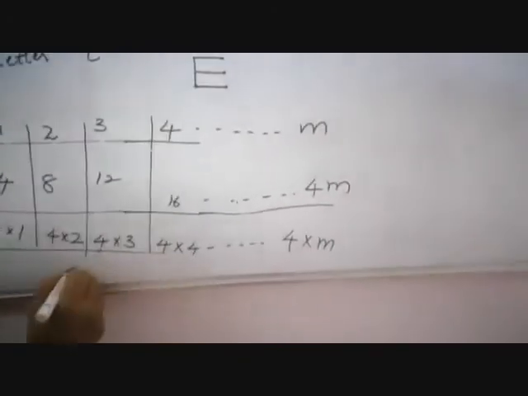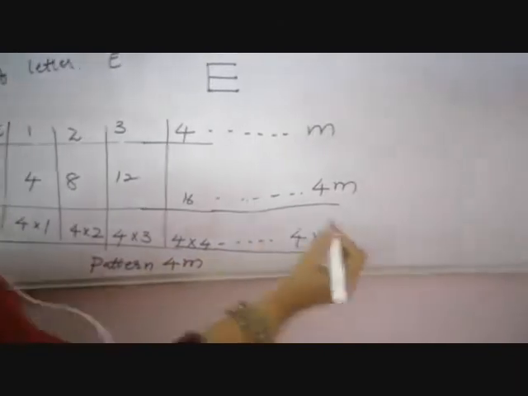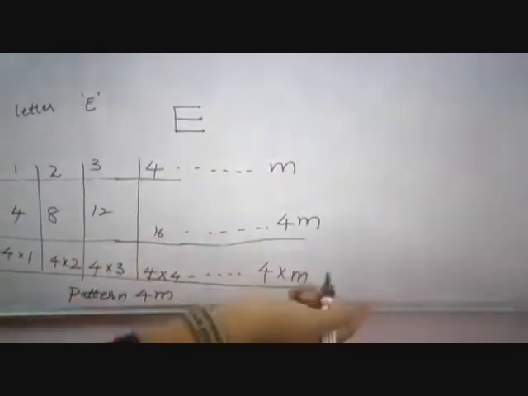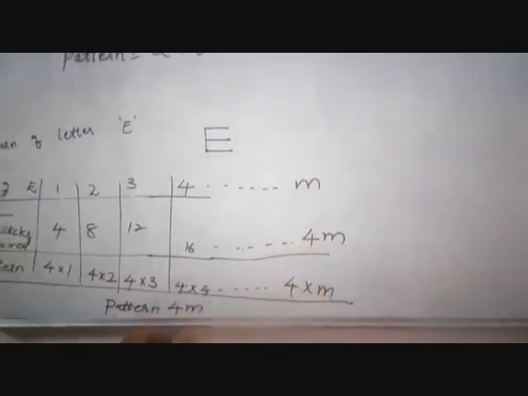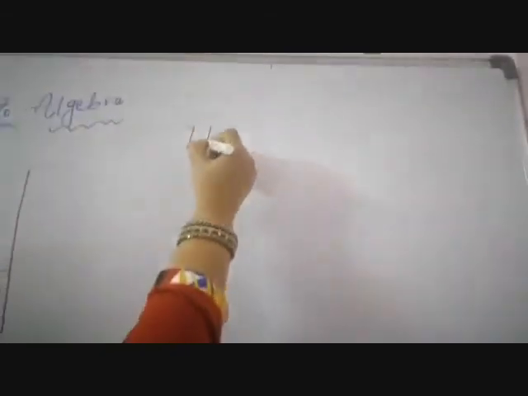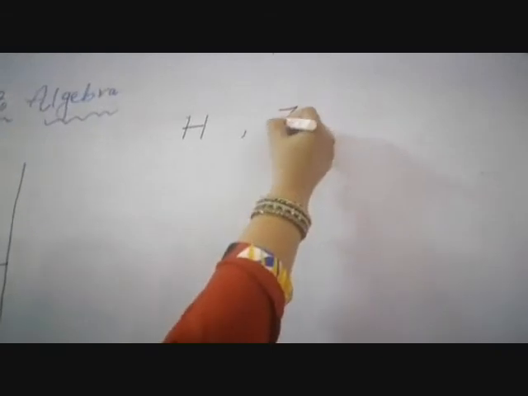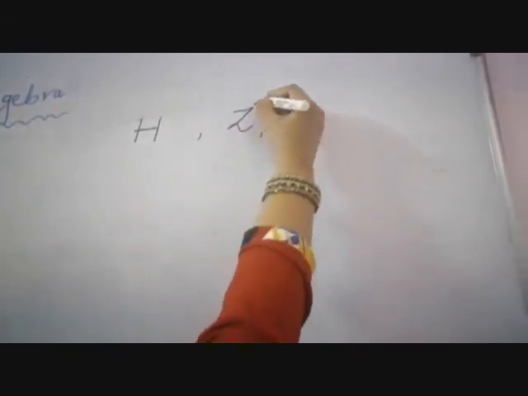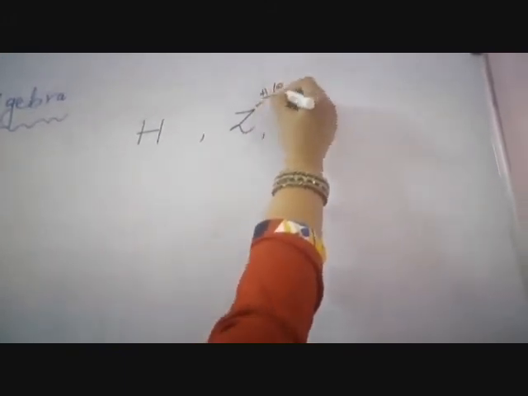So what is the pattern, children? The pattern becomes 4m. For an unknown thing, we take some variable. Either A, B, C, D you can take, M, N, P you can take, X, Y, Z you can take, any variable you can take. Okay, same as it is for H. Z, for this Z you take it as homework. I will explain this H.